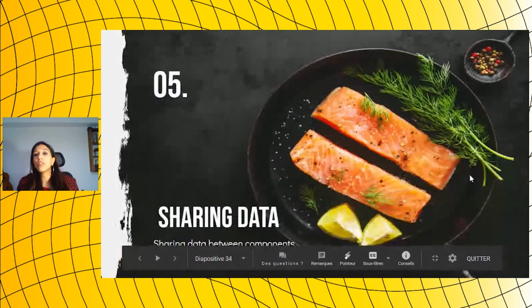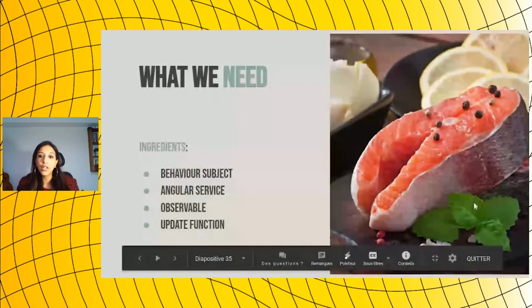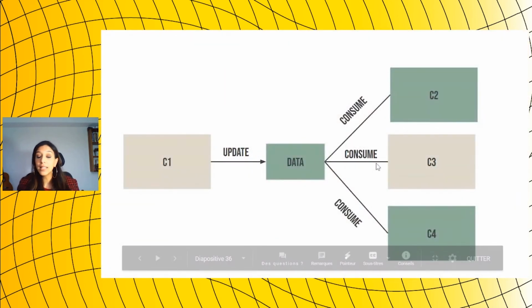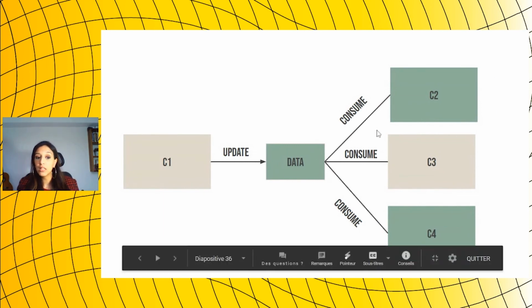Now, let's move to the next recipe, which is sharing data between components. What we need here is a secret ingredient: a BehaviorSubject, an Angular service, observables, and an update function, a custom function to update. So the use case here is that I have data to share between my components. This data gets updated by one component and gets consumed by all the others, or every component can update and consume at the same time.